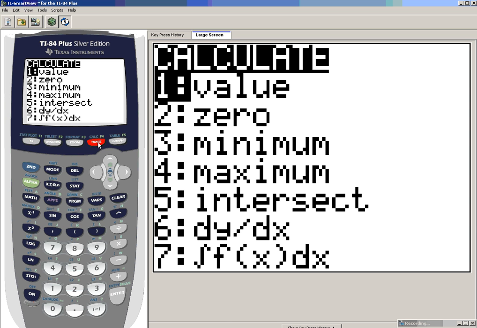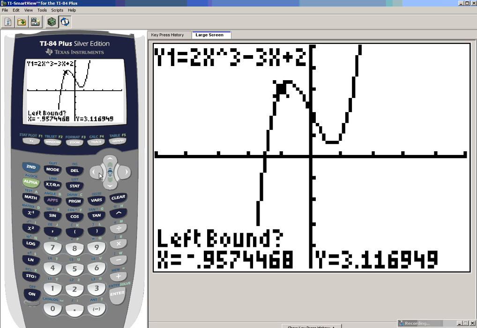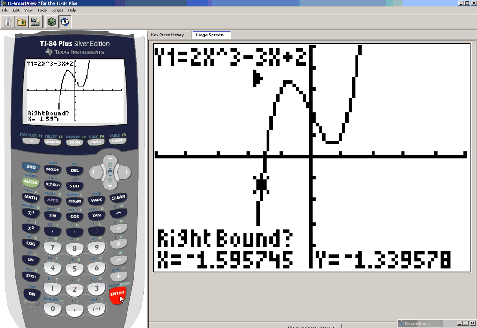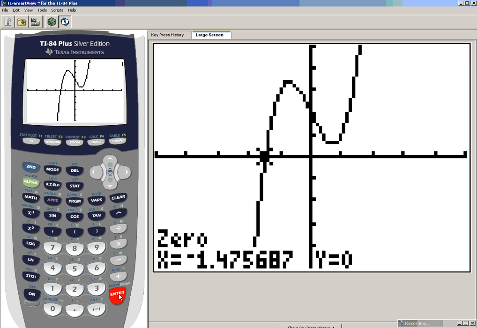We want to calculate what? Well, an x-intercept is the same thing we just talked about as a 0. So I'm going to select number 2. It's going to give you a set of directions. It says set the left bound. So if you were traveling along this curve, we need to go to the left of where that 0 occurs. Hit enter. Then we need to go to the right of where that 0 occurs. Hit enter. It's always going to ask you, do you want to have a guess at this? No, we don't need a guess. Just tell us what the solution is. Hit enter again. There's our 0, which you remember is the same thing as our x-intercept. So negative 1.476 if we round to 3 decimal places.